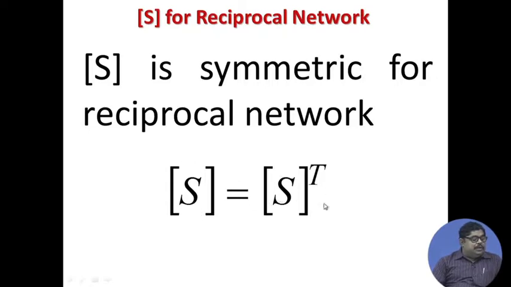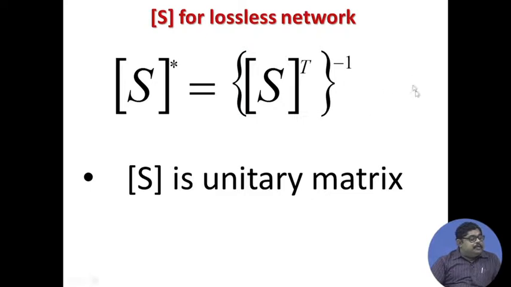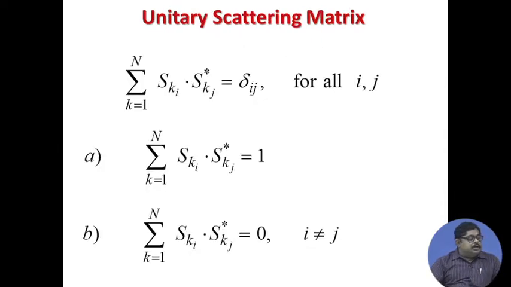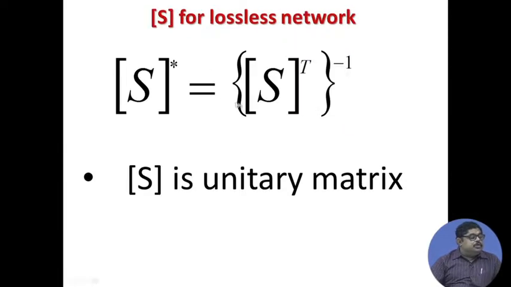So, if we know the S matrix of any network, particularly with a network analyzer, we can find out the S matrix, and we can easily check whether it is a reciprocal network or not. Now, a lossless network means there is no dissipation of power; whatever is entering inside, there is no loss. For a lossless network, the S matrix has this property: S conjugate is equal to the inverse of S transpose. Now, if you remember, any matrix whose conjugate is equal to the inverse of its transpose is called a unitary matrix. So, for a lossless network, S is a unitary matrix.